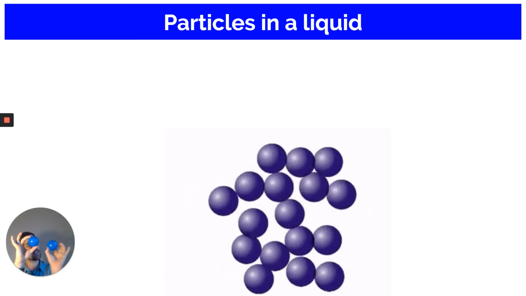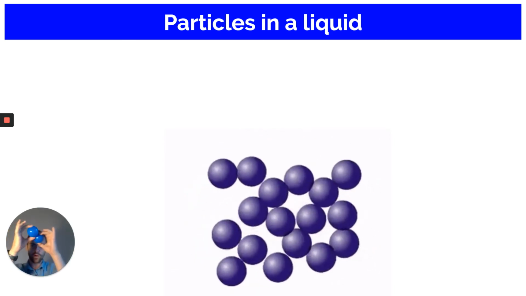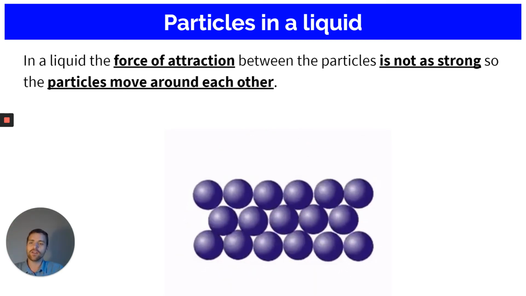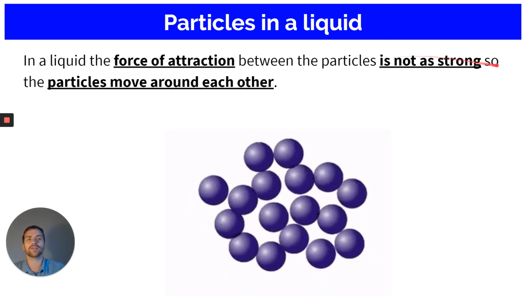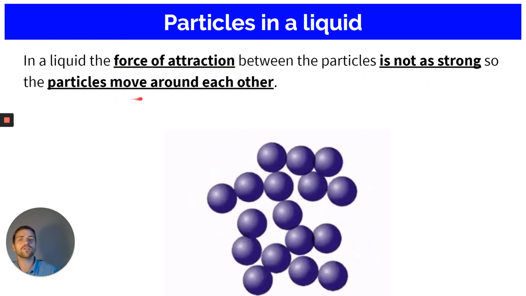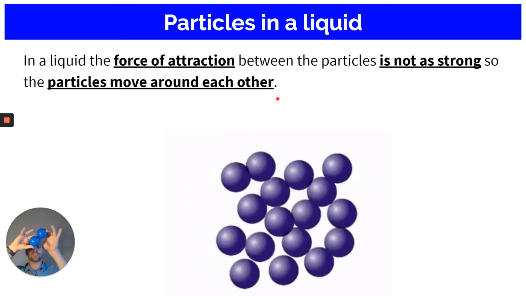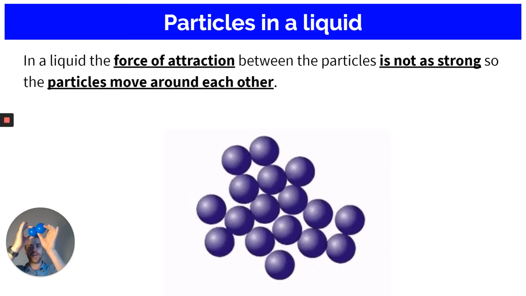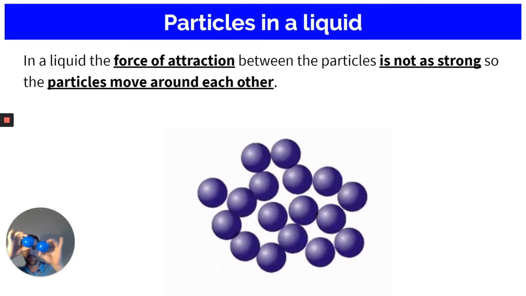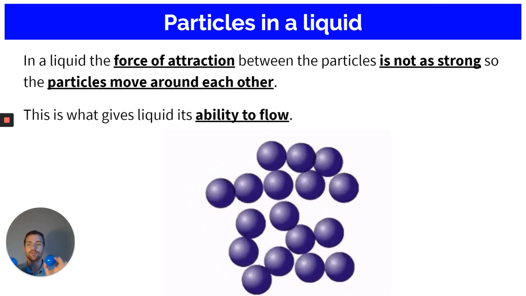So this atom doesn't vibrate back and forth. He shoots up, he shoots there. He's able to move around the other one, and they sort of move around each other, okay? So in a liquid, the force of attraction between the particles is not as strong as in a solid. So the particles move around each other. So that force holding them together isn't as strong. So the particles are actually able to glide past each other. They're actually able to pull apart and come around and change shape. And that's the reason liquids are actually able to flow.